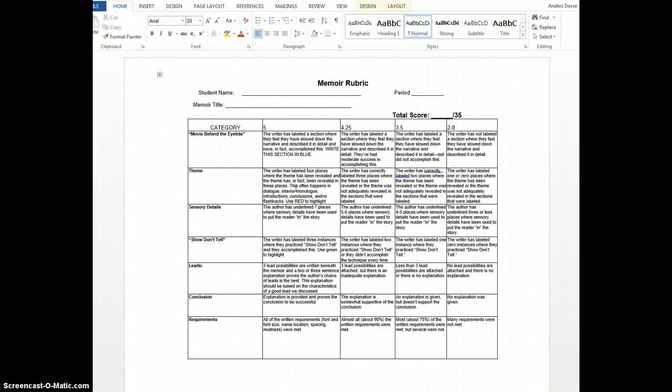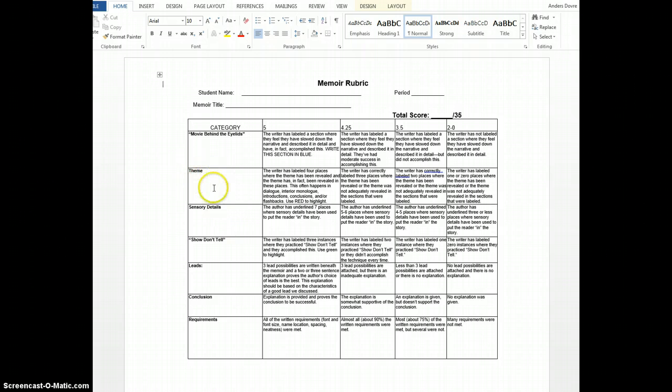writing about it. Throughout this unit, we have been looking at different mini lessons about different techniques that you can use in your writing and different parts of the memoir. So we've talked about leads. We will talk about conclusions. We've talked about techniques such as show, don't tell. We've talked about using sensory details. Sensory details are those details of the senses. So smell, taste, touch.